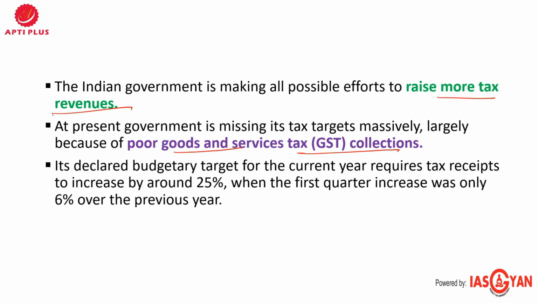Fine. And clearly the budget has declared that the current requirement of receipts is to increase by 25%, but that is not the case, and the first quarter increase was only 6% over the previous year. So you can see we have only achieved almost 6% of it. Fine. And again the rest of it is still remaining. We are remaining on the 19% that needs to be achieved. Fine.